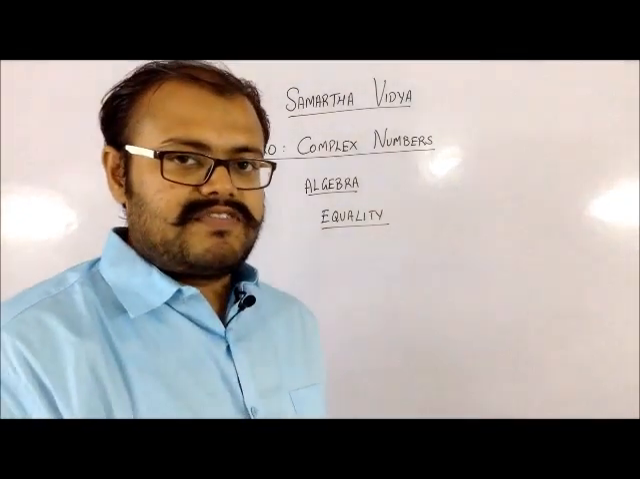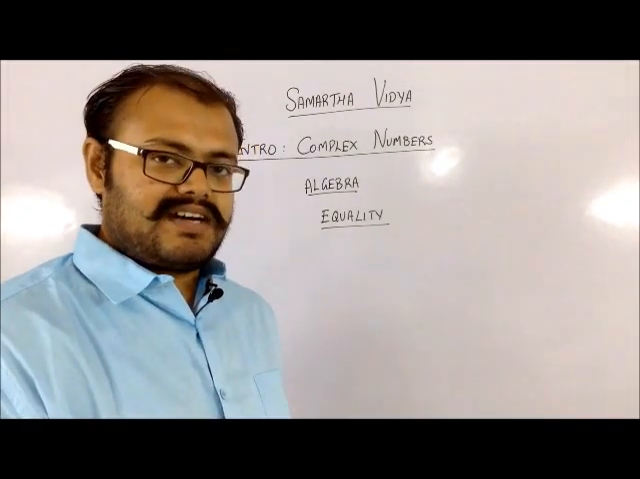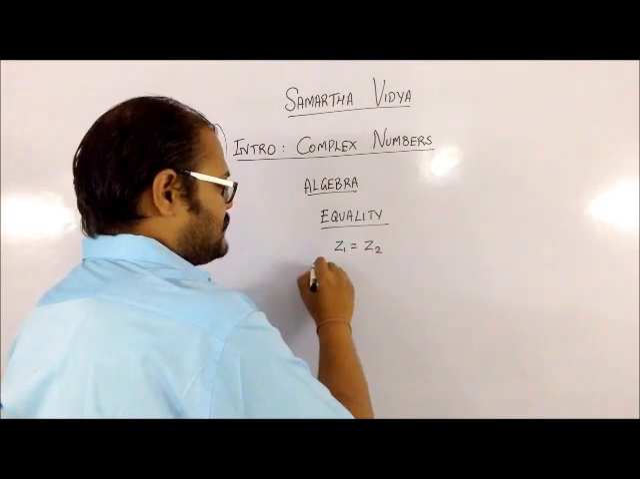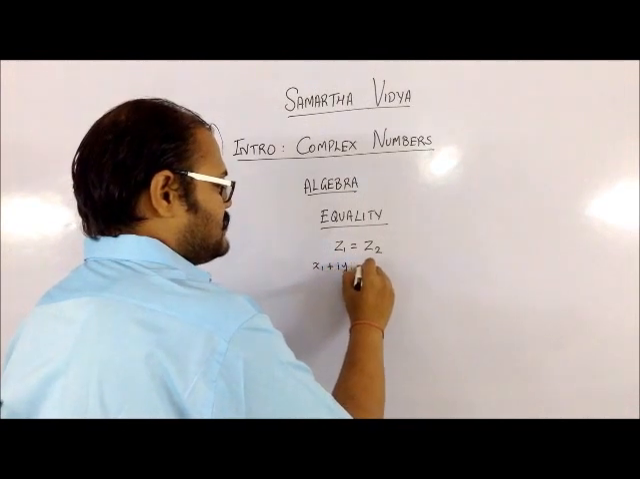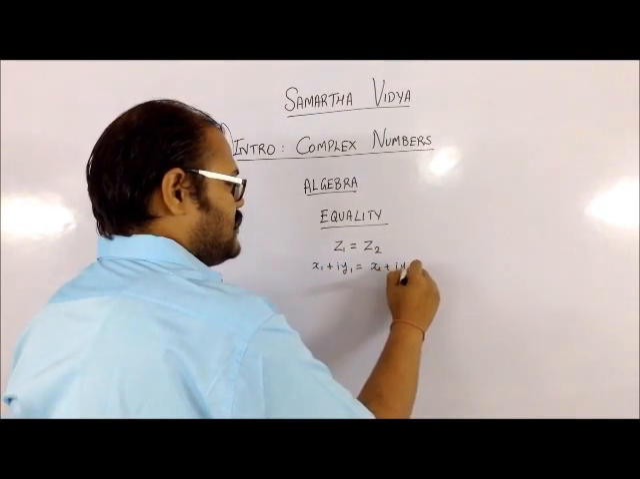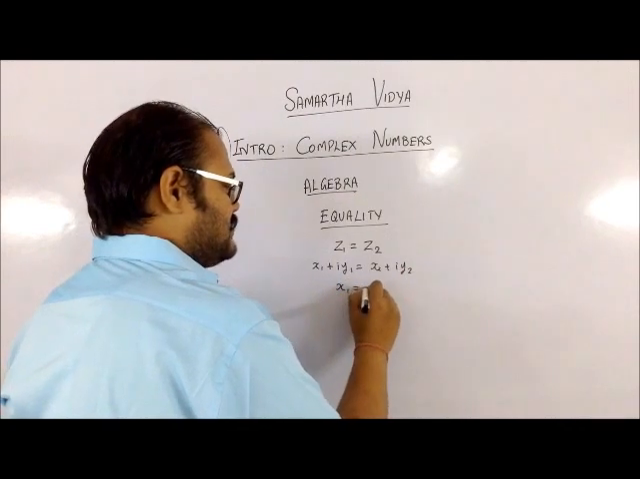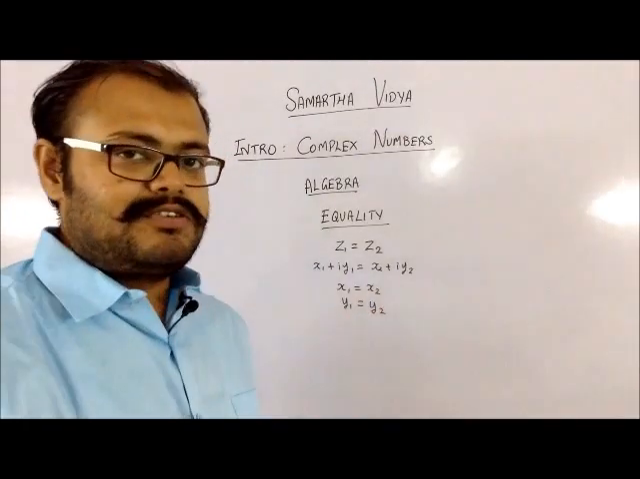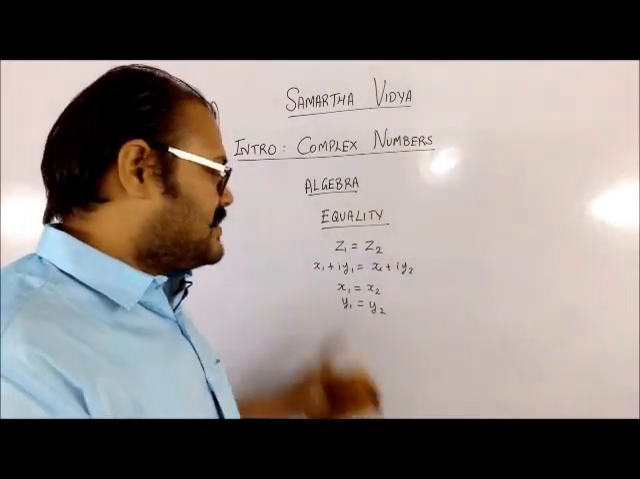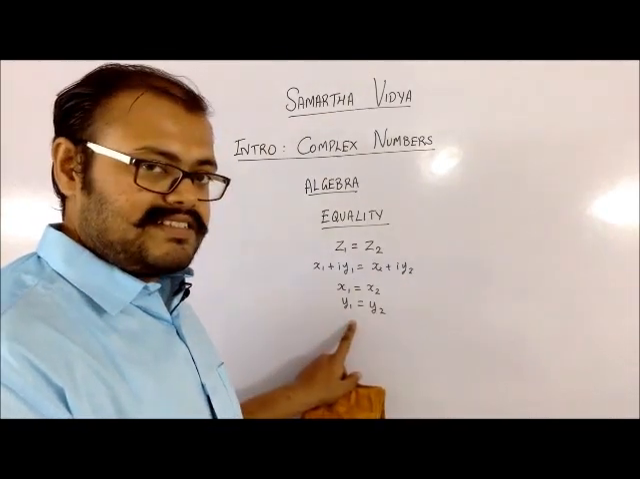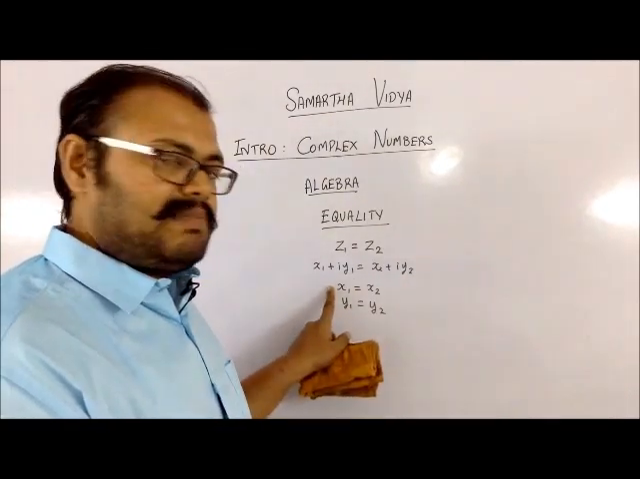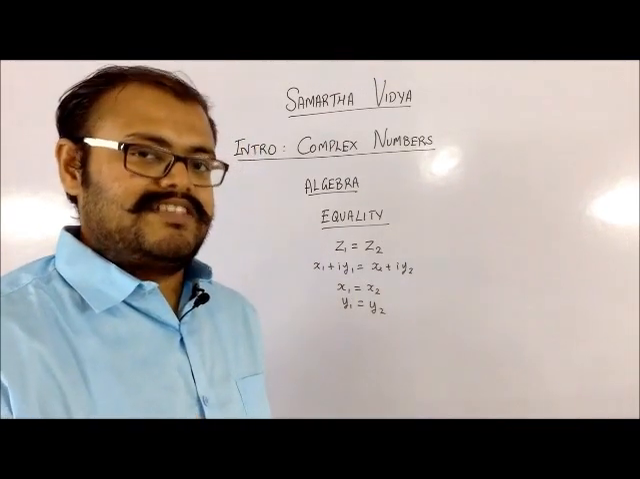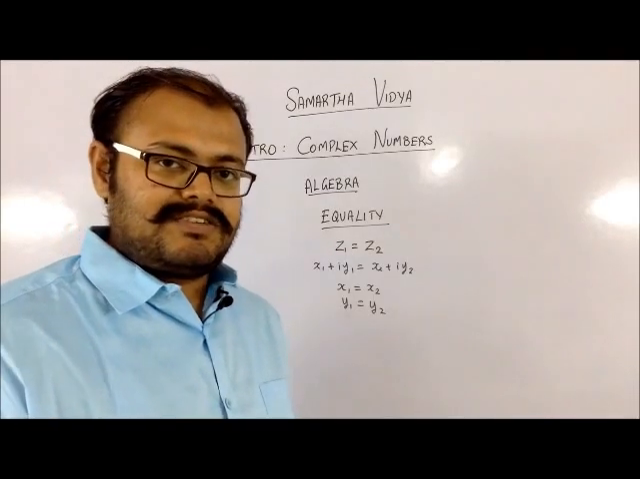Next, if you want to say whether two complex numbers are equal, how do you say it? If I am saying that z1 is equal to z2, this means that x1 plus i y1 is equal to x2 plus i y2. This implies that x1 is equal to x2 and y1 is equal to y2. So whenever you have two complex numbers equal, that means their real parts are equal and their imaginary parts are equal, or vice versa. If the real parts are equal and the imaginary parts are equal, then only we can say the complex numbers are equal. If either of them is not equal, then the complex numbers are not equal.